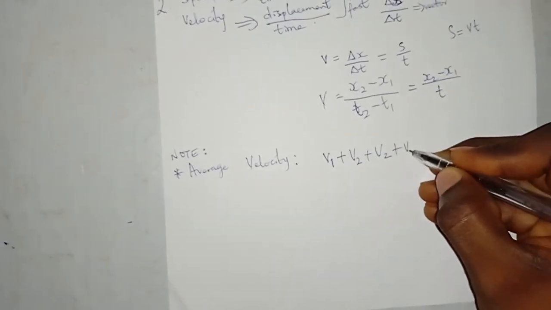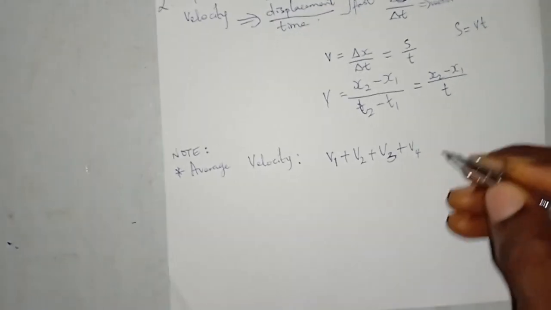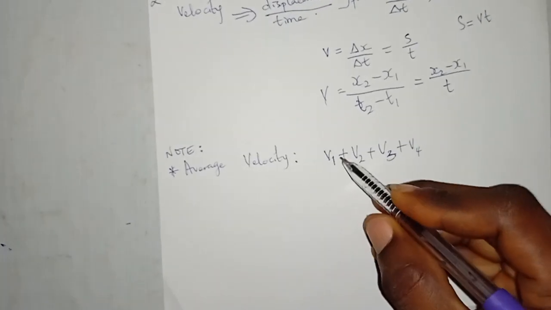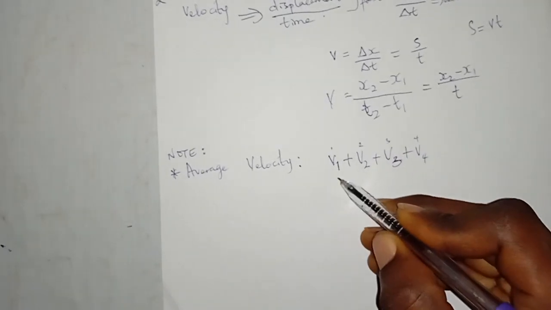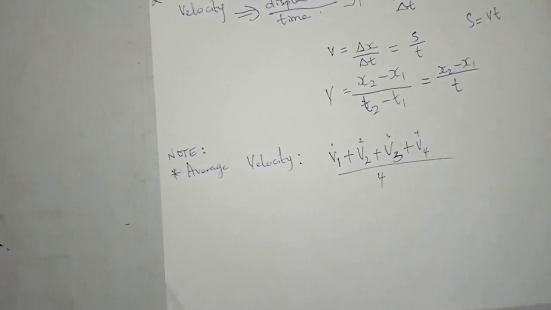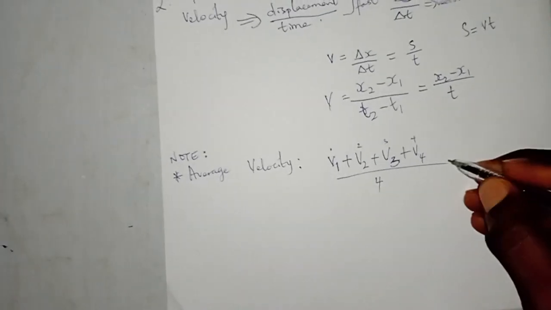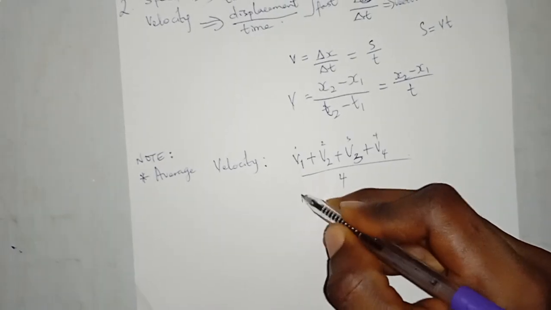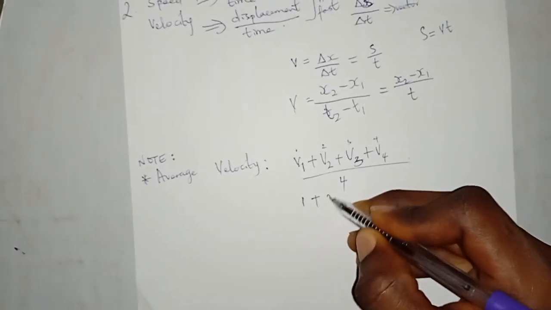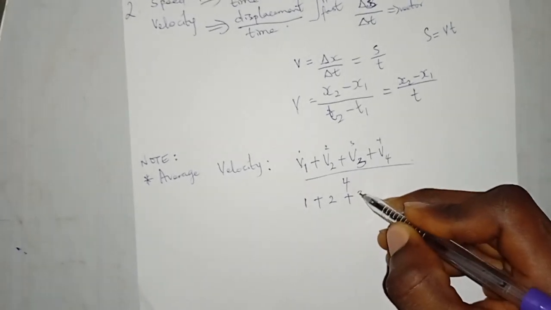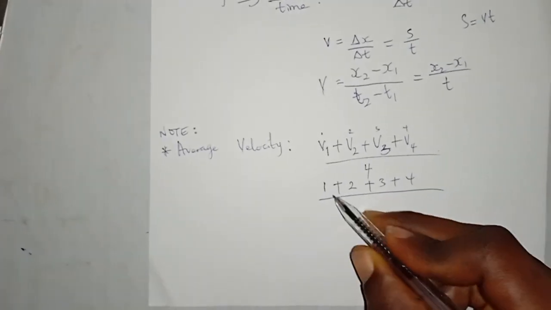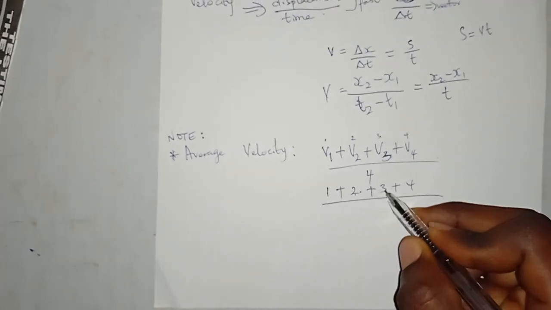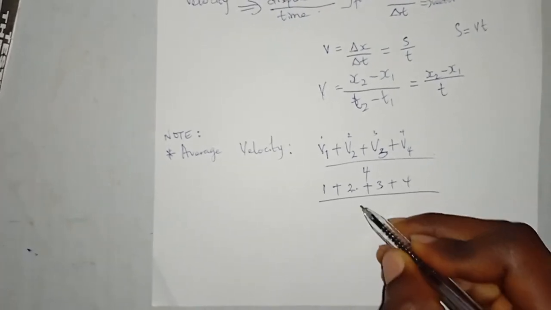So what he's saying is that no matter the number of displacements you have, by the time you come and check, this is 1 displacement, 2 displacement, 3 displacement, 4 displacement. So all over 4. You understand? So this gives you an average. Let's say, for example, that we have a velocity of 1 and another one that is 2, another velocity of 3, another velocity of 4. By the time you sum this up, you see that 1 plus 2 is 3, 3 plus 3 is 6, plus 4 is 10.